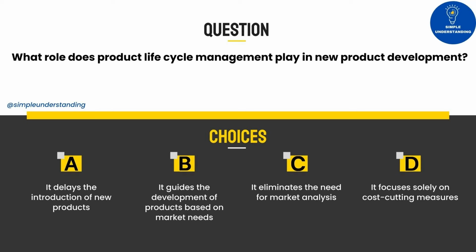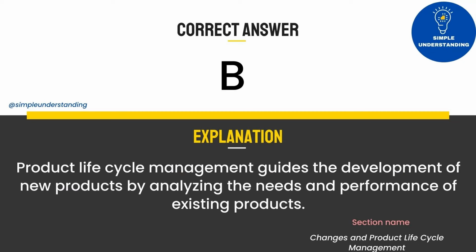6. What role does product life cycle management play in new product development? A. It delays the introduction of new products. B. It guides the development of products based on market needs. C. It eliminates the need for market analysis. D. It focuses solely on cost-cutting measures. Correct answer, B. Overall explanation. Product life cycle management guides the development of new products by analyzing the needs and performance of existing products.